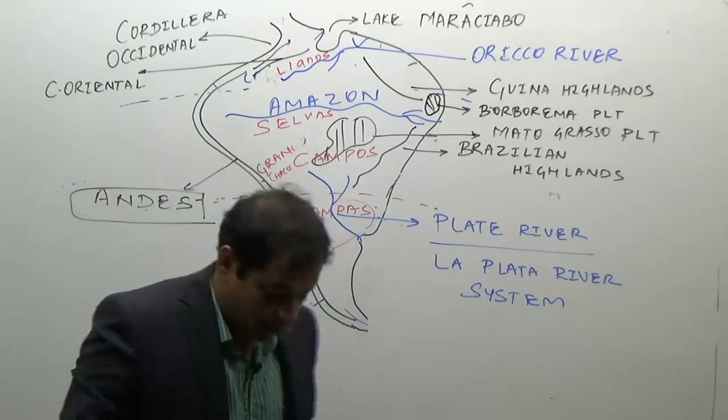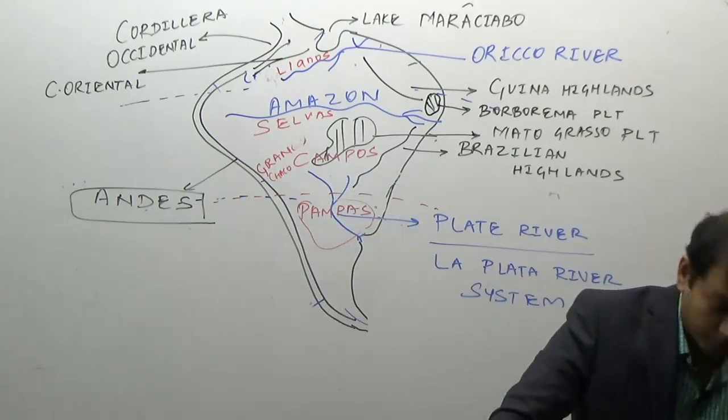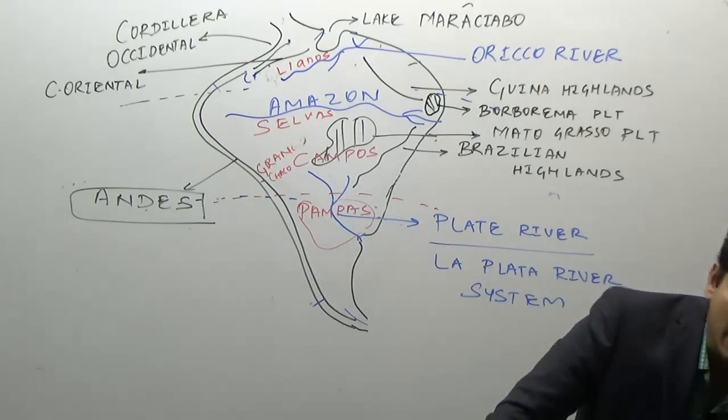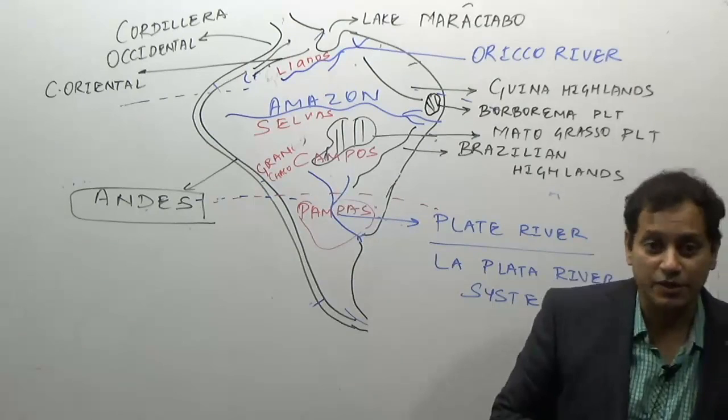Please mark this all in your atlas: where is the Gran Chaco, where are the llanos, where are the campos, where are the pampas. Have a look at them in your atlas. So you will find here there is a Gran Chaco river system.